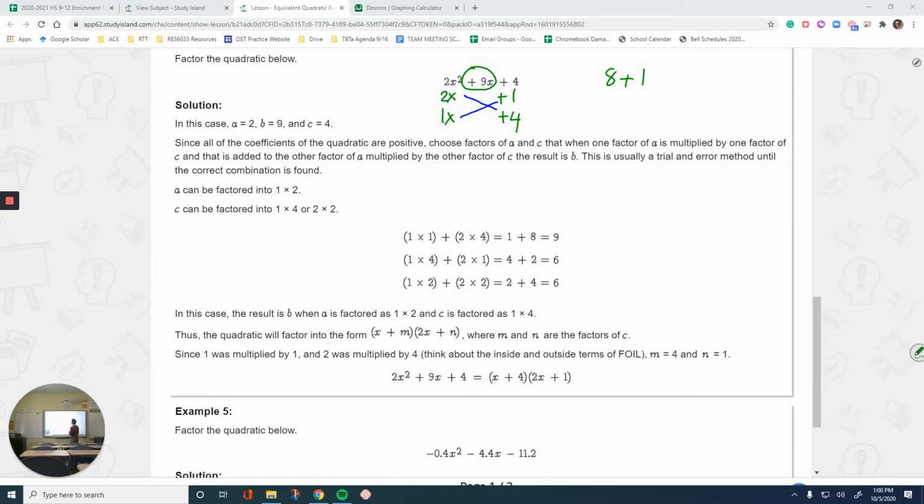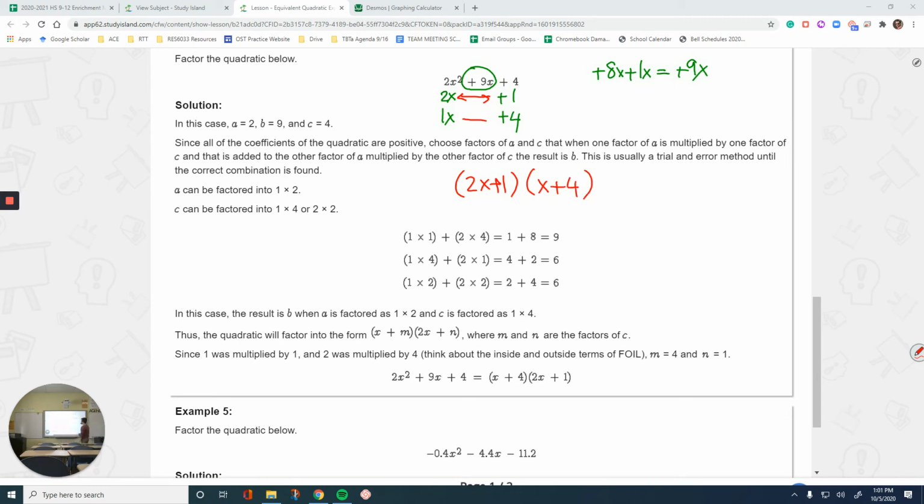Okay, now let's double check our work. 2x times positive 4 is positive 8x. 1x times positive 1 is positive 1x. Combine them together, it's positive 9x, which is the middle term. So I set my numbers up after like 3 attempts, I guess. Now that I know that these numbers are working fine, I can set my first line up like this, put them next to each other, 2x plus 1, and then put your second line together, 1x or just an x, and then plus 4.